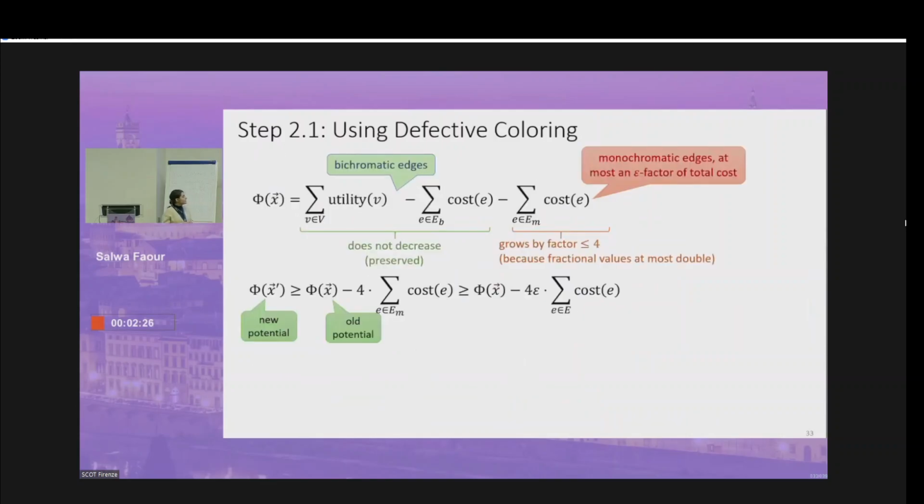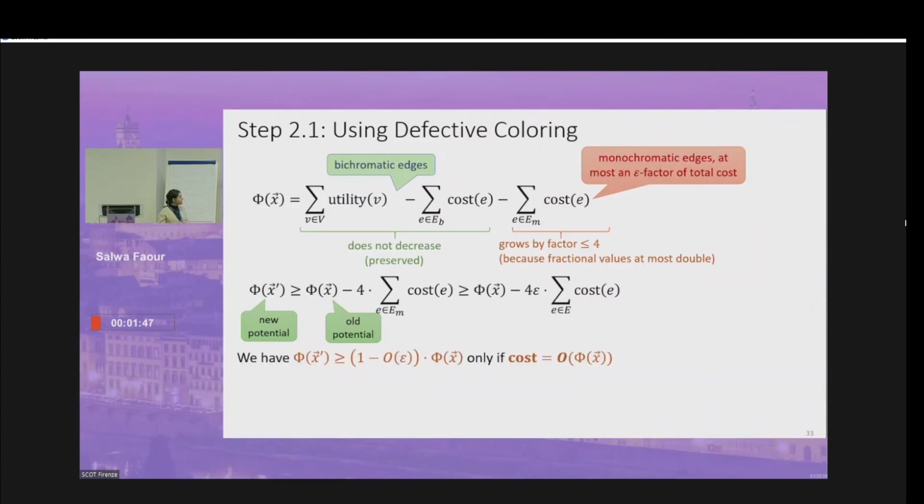Okay, so what does this mean? It means that now I have a set of new fractional assignments, where the new potential is going to be the same as the old potential because this whole thing here is preserved, and the cost over the bichromatic is at most that of the whole edge set, minus 4 times the cost on the monochromatic part, which I also know is at most an epsilon fraction of the total cost. So the new potential is preserved, but it decreases that much in that phase.